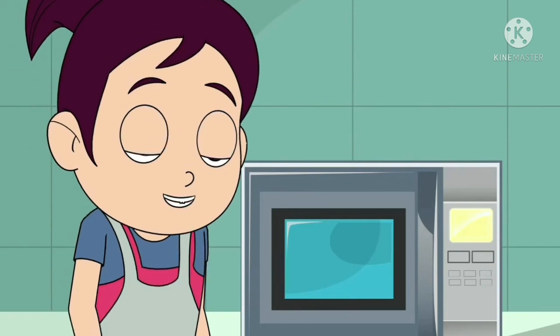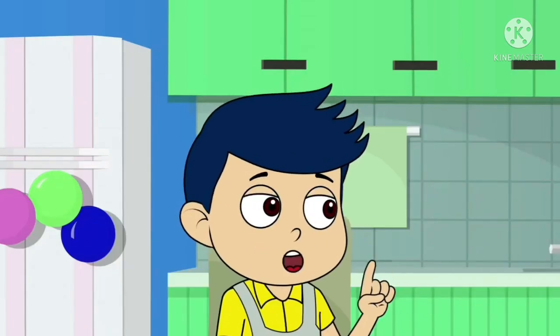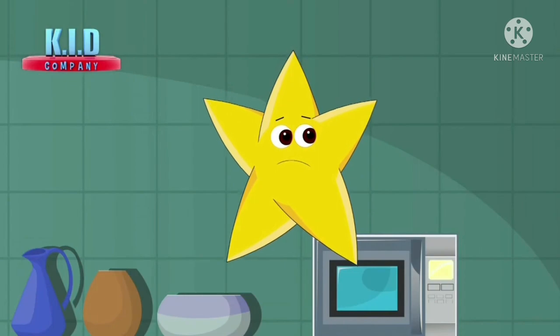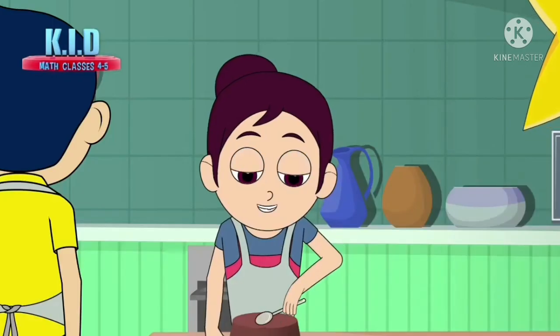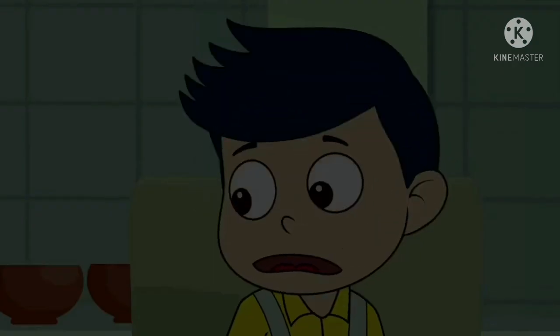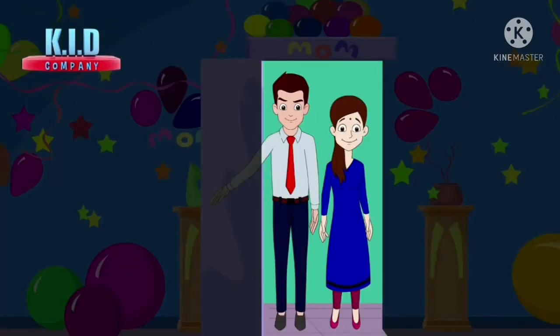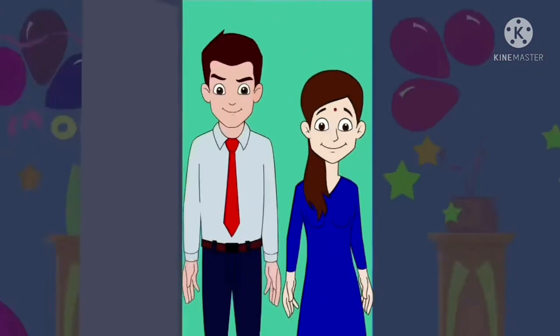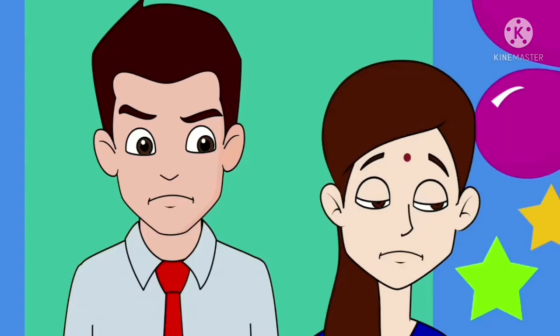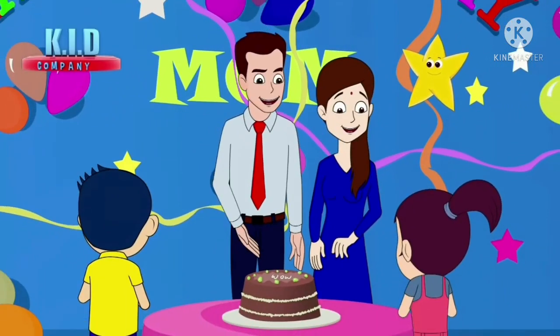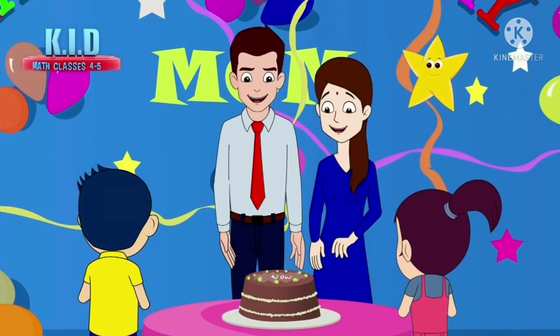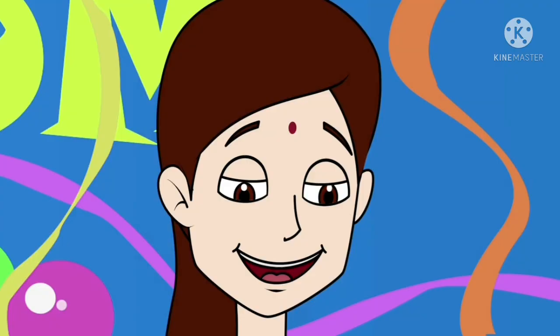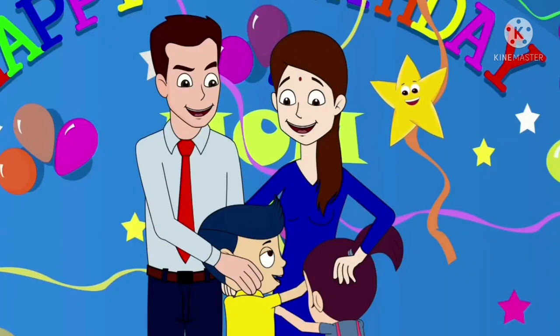Our chocolate vanilla cake is ready! Yeah, it is, except for the icing. Quick! They are here! Oh, there's still some bit left. Where are the kids? Happy birthday to you! Happy birthday to you! Happy birthday, dear mommy! Happy birthday to you!